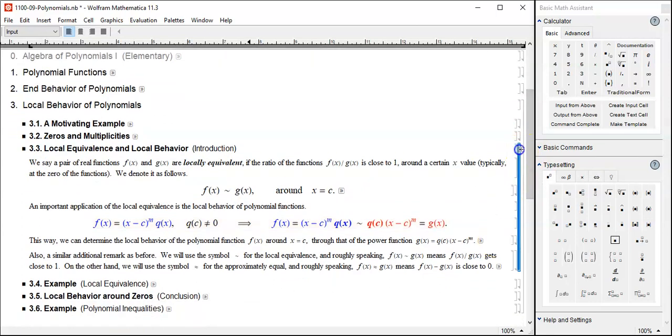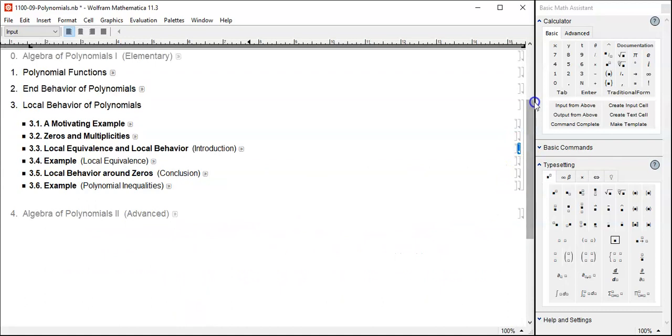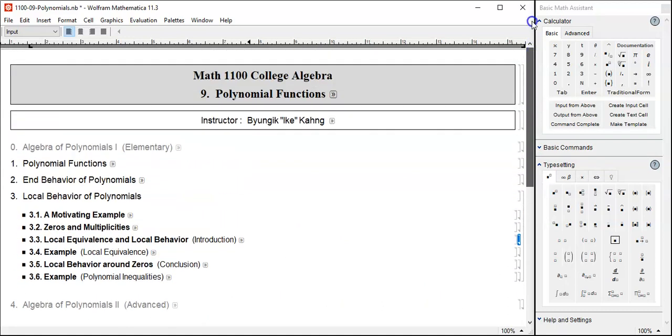Local equivalence computation can be a little bit more complicated than the asymptotic equivalence computation. And in terms of exam preparation, it's not going to be as important. But in terms of theory, in terms of preparation for what's to come, it takes its own place. So please pay appropriate attention here.